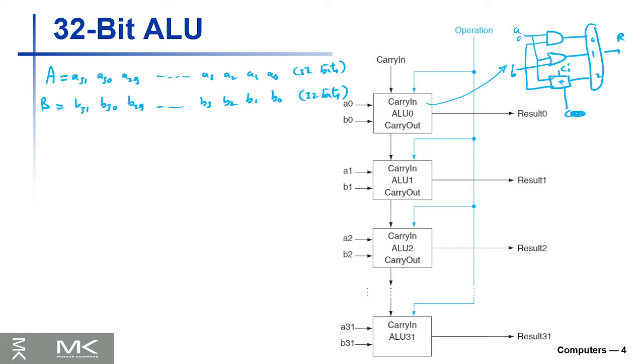So the first unit, for example, will take A0 and B0. The second unit will take A1, B1, and so on until A31 and B31. And now this carry out is clear where it's going. So this is C0, this is basically C1, until C30 here. Okay. So the carry will be carried into an input to the second and third and so on, ALU 1-bit units.